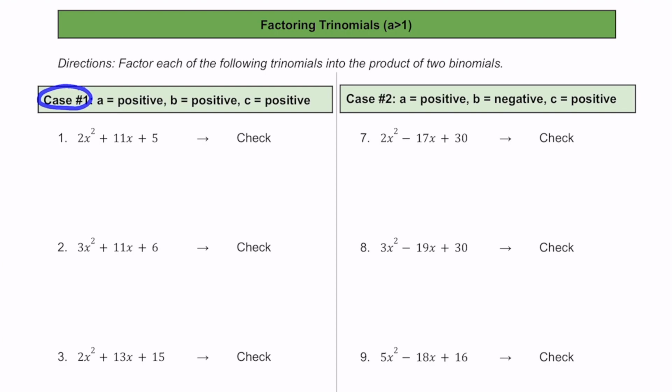This is case number 1, where a is going to be positive, b is going to be positive, and c is going to be positive. For number 1, we have 2x squared plus 11x plus 5. So notice how everything is going to be positive here. Positive 2, positive 11, and positive 5.